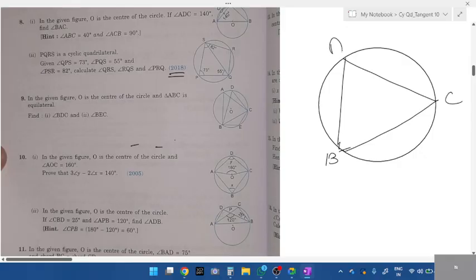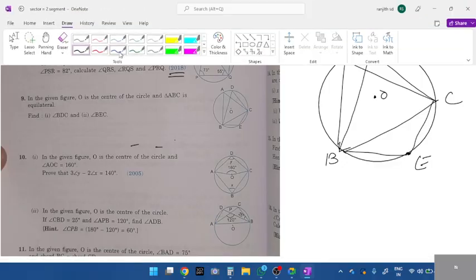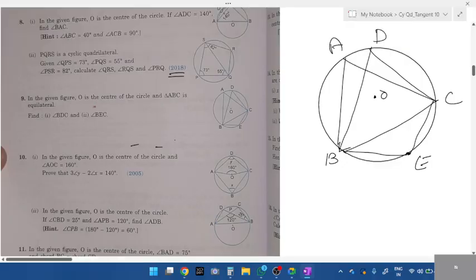B, C, A. This is O, D, and E. Ninth, tenth. Okay, all of you will respond in the given figure, which is the center? Yes, we are doing the ninth one. O is the center.